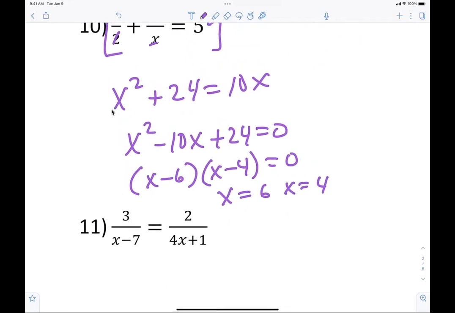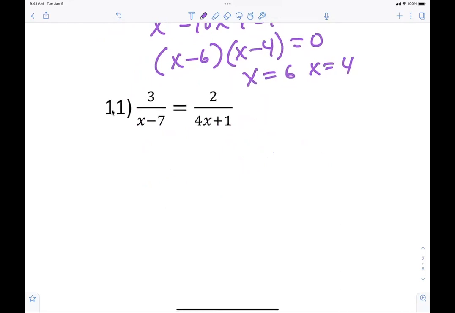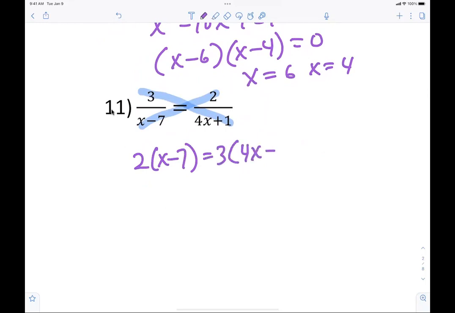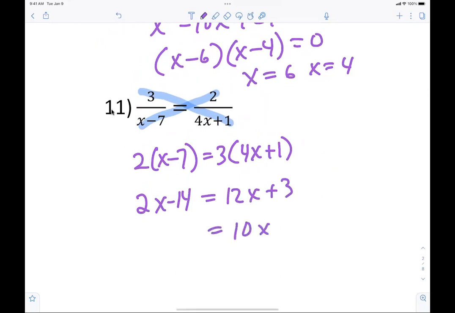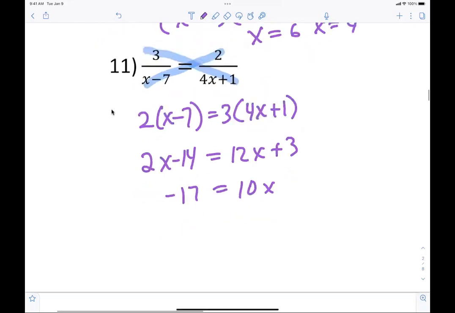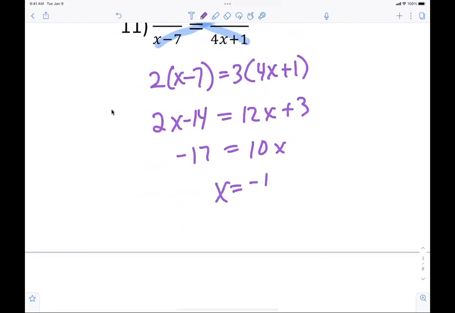All right. Now we have a proportion, and we learned that in 6th grade. To solve a proportion, we just cross multiply. So I'm going to multiply 2 times x minus 7, and that's going to equal 3 times 4x plus 1. So I have 2x minus 14 equals 12x plus 3. I want to keep the variable positive, so I make 10x subtract 3, negative 17. So x is equal to negative 17 over 10.